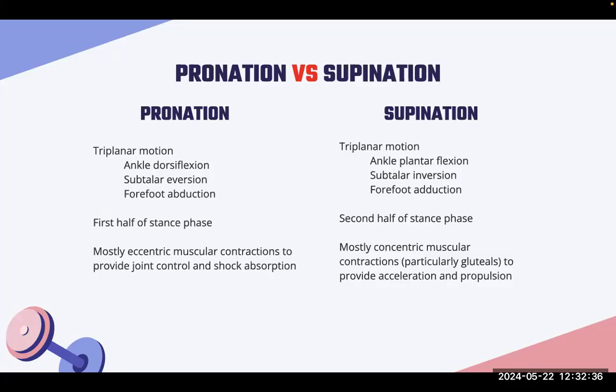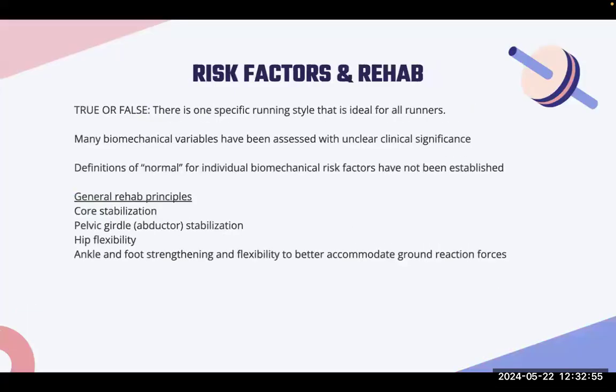The first half of the stance phase is pronation. The second half is supination. And so in pronation, you're going to have eccentric contractions, while in supination, you're going to have concentric. So again, you're using all types of anterior, posterior muscle groups, concentric and eccentric contractions. True or false? There's one specific running style that's ideal for all runners.